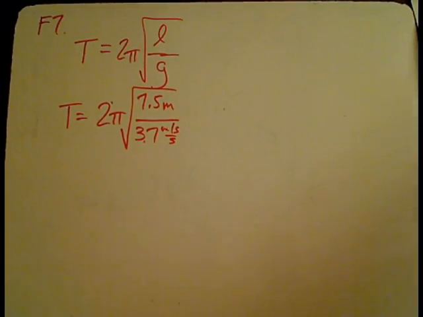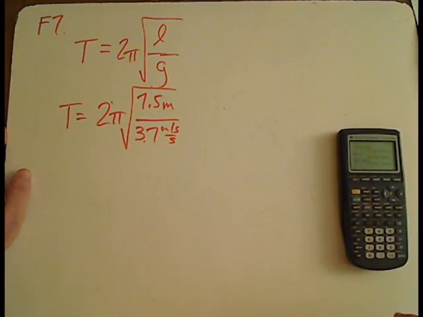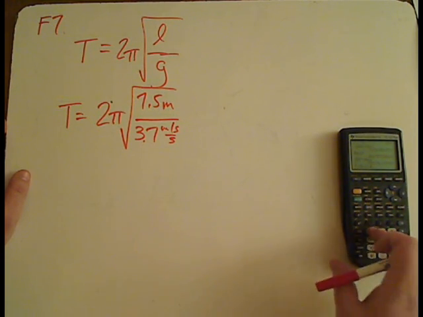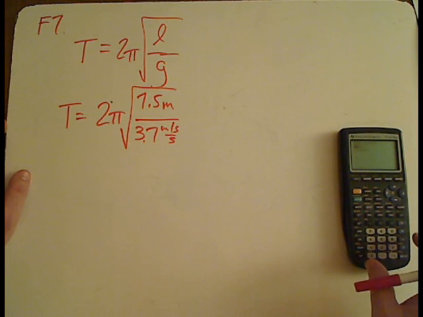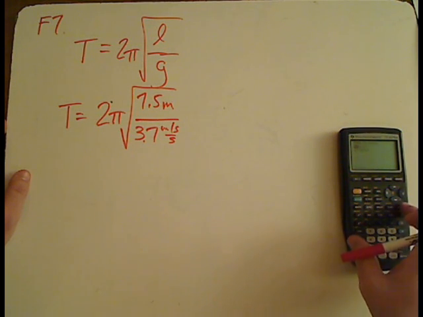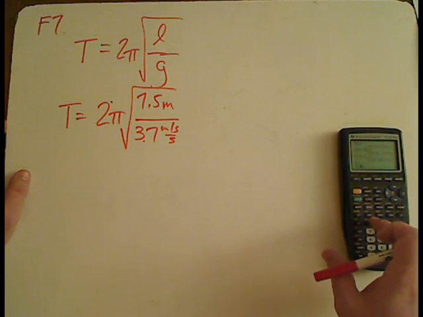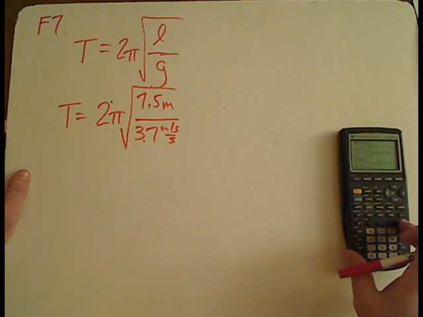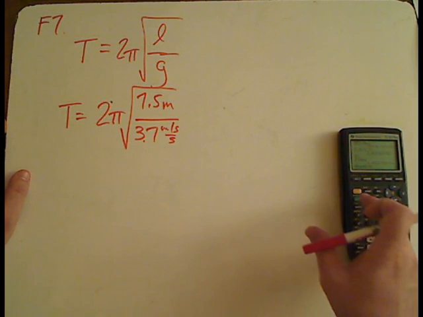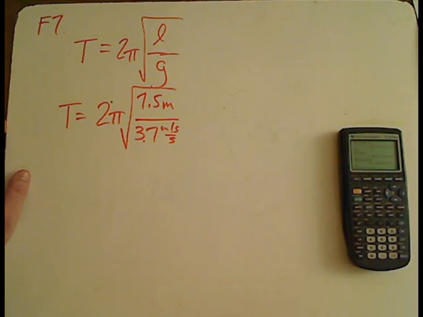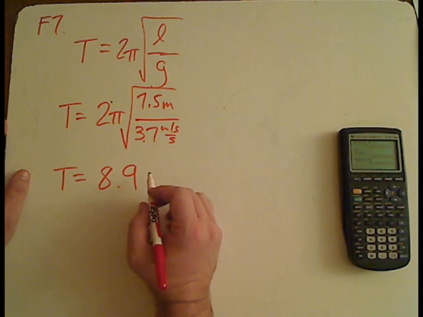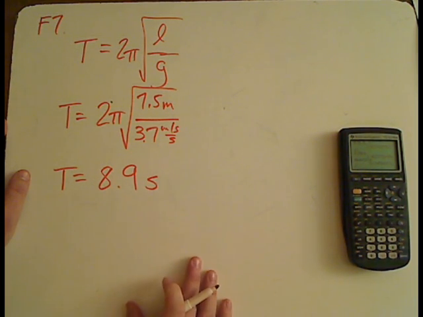Once we do that in our calculator, I'll do 7.5 divided by 3.7, and then I'll square root that. I'll square root my answer and I'll come up with 1.4. Then I multiply it by 2 and by pi, and I come up with 8.9, and that's going to be 8.9 seconds.